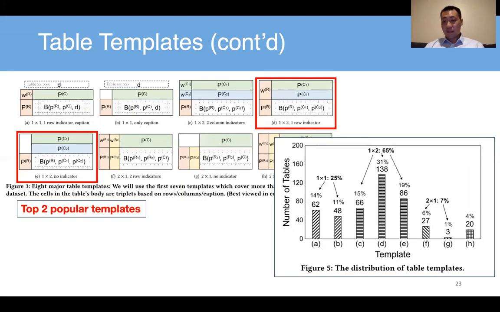If you look at the amount and also the percentage of the templates, we find that templates D and E are the most popular. D has double lines of column headers, and E is similar, but this one has the row name indicator, which D doesn't have. They are the most popular table designs, which means we really like two lines of column headers.